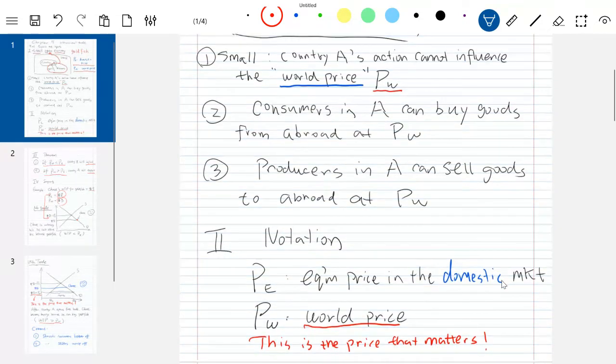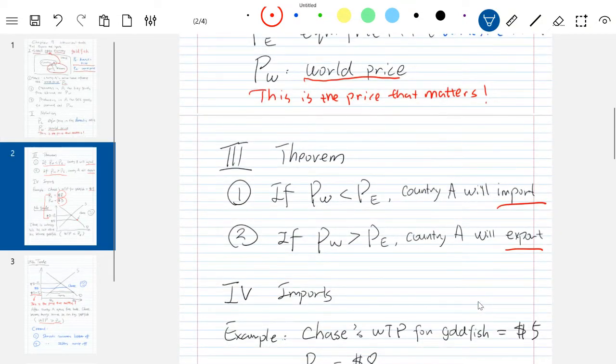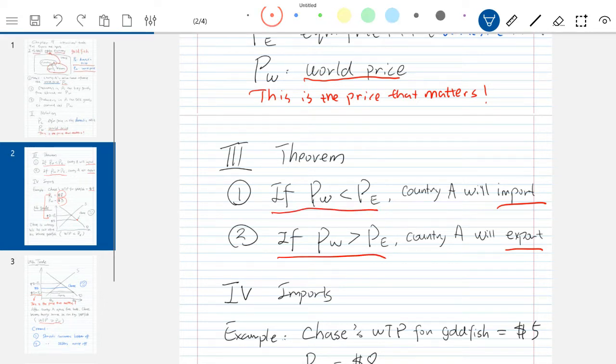In this video, I'm going to show you two things using a supply and demand diagram. First of all, if the world price is lower than the domestic price, country A will be importing goldfish. And if the world price alternatively is higher than the domestic price, country A will then be exporting goldfish.